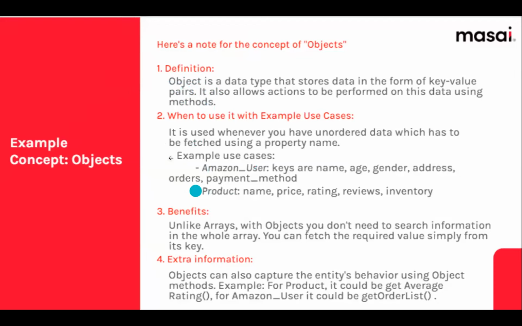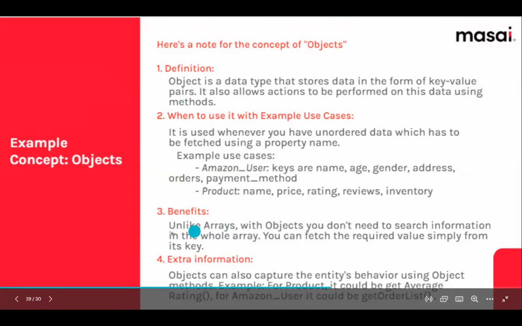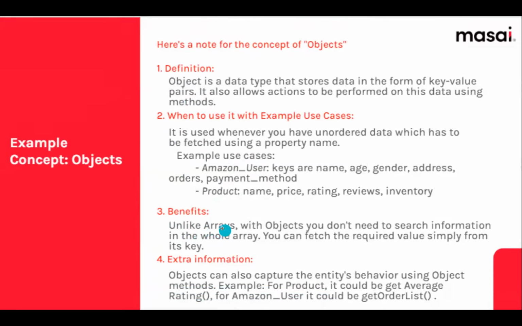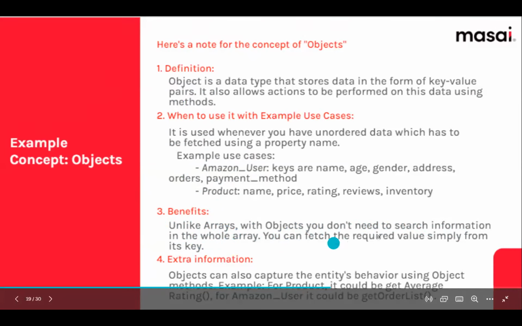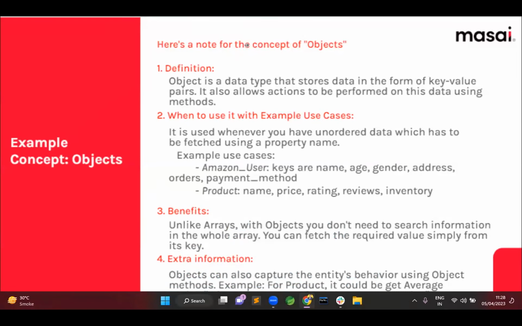And here are the use cases, a scenario, some real life example. If you talk about the benefit, an object is different from an array. In an array, we cannot get a value by key, but in an object, you don't need to search for information in the whole array. You simply fetch the required value from its key. This is the benefit of using an object, unlike an array. And this is some extra information. I think you are now getting that this object is different from the Java object. This is the example of an object.